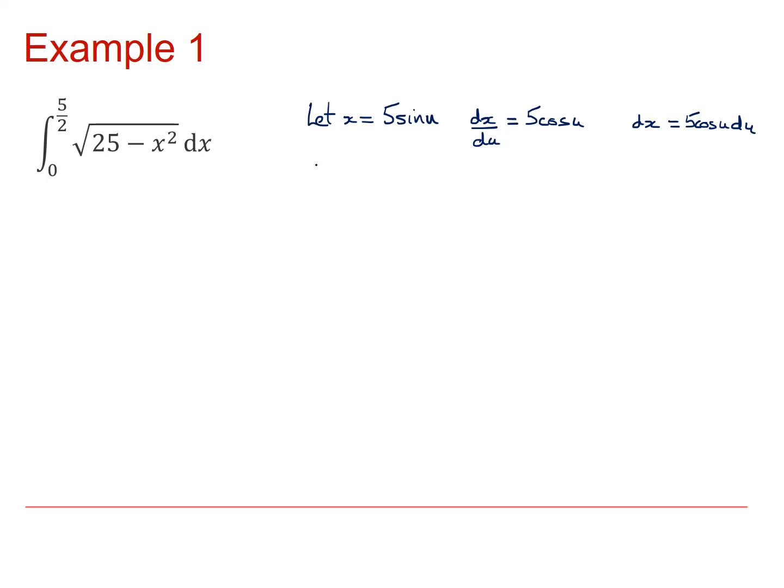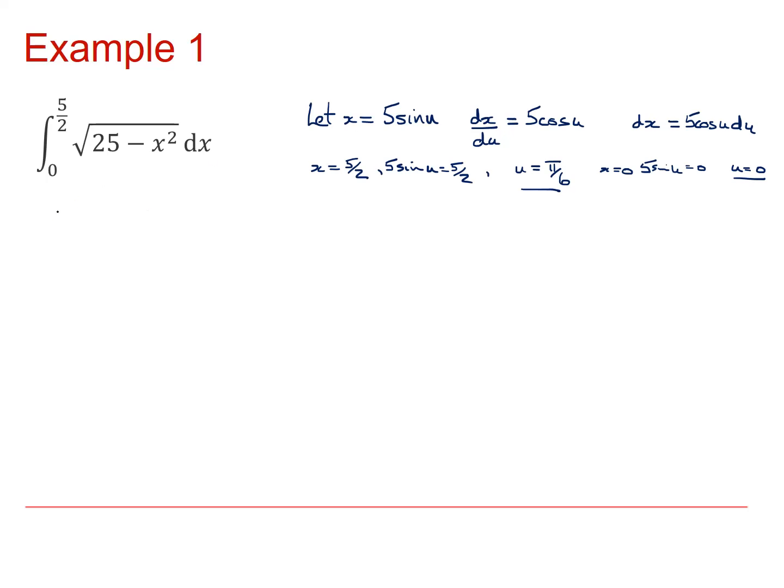I need to consider the limits as well. When x equals 5 over 2, I've got that 5 sine u is equal to 5 over 2. And so that's going to give me that u is equal to pi by 6, since sine u is a half. I've also got x equals 0, so 5 sine u equals 0, so u equals 0. So these are the two limits that I need to transform into.